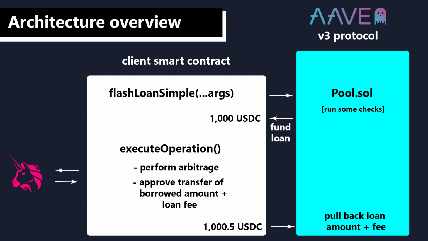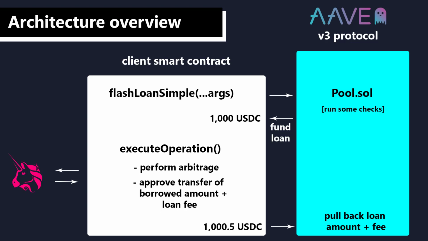Now you'll notice this is flashLoanSimple. There's also a flashLoan function, and you'd use flashLoan if you want to borrow several assets at a time, some of token A, B, and C. For this tutorial, we're just using flashLoanSimple to borrow one type of token, just to keep things simple.